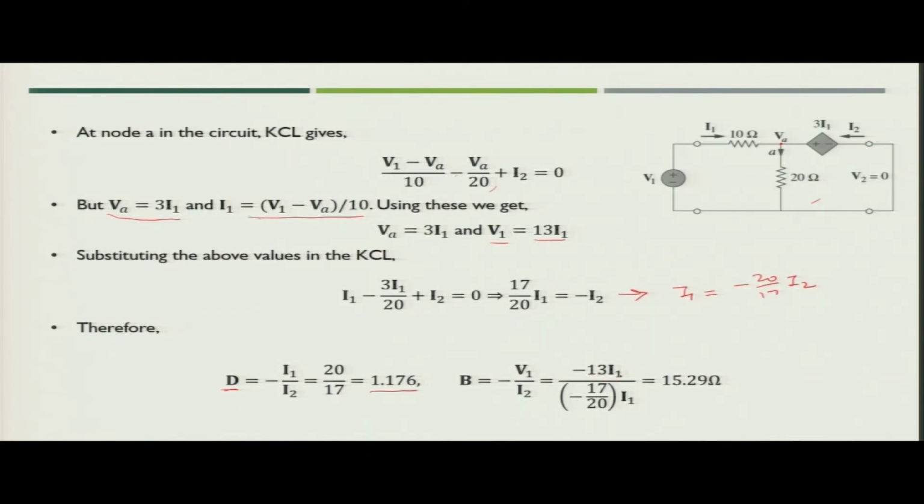So, that is 13 of I1, then divided by I2. I2 we just found in terms of I1, that is minus of 17 by 20 I1. So, when you simplify you will get B as 15.29 ohm. So, using the technique of putting output port open circuit and short circuit one by one, you can easily find out the values of ABCD parameters.